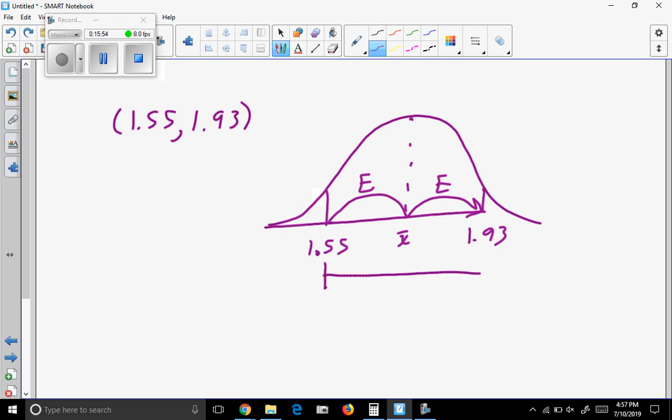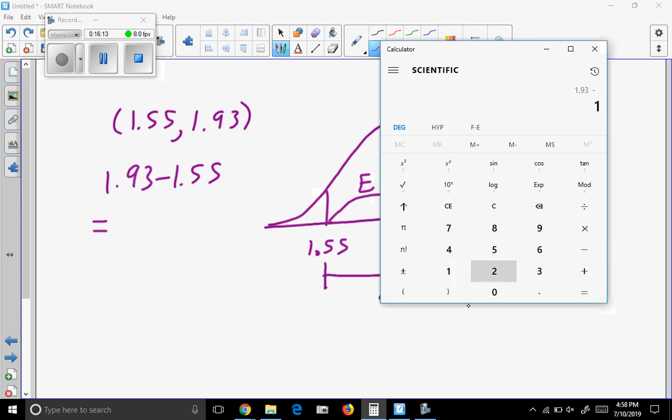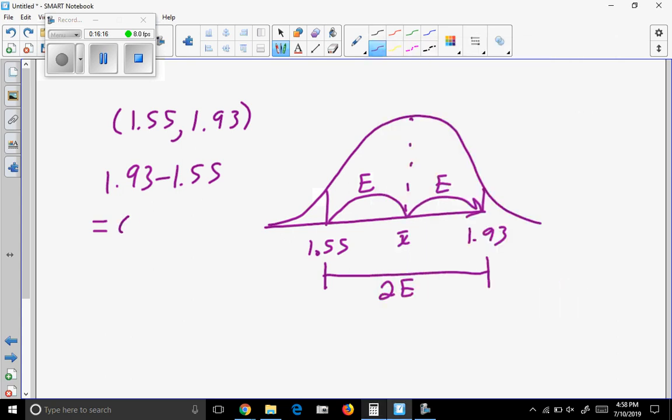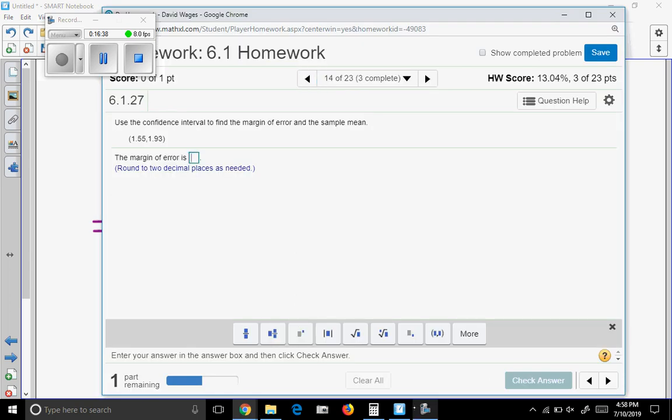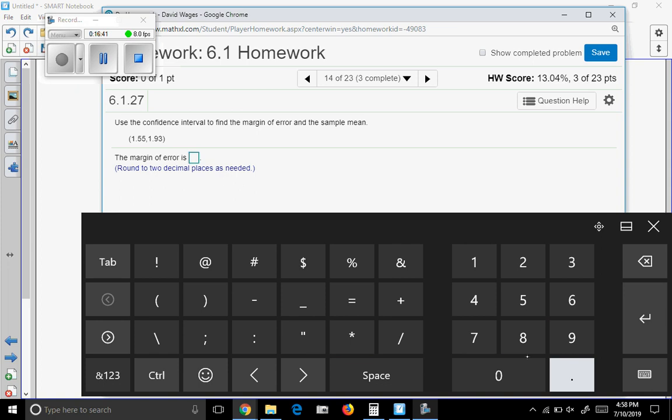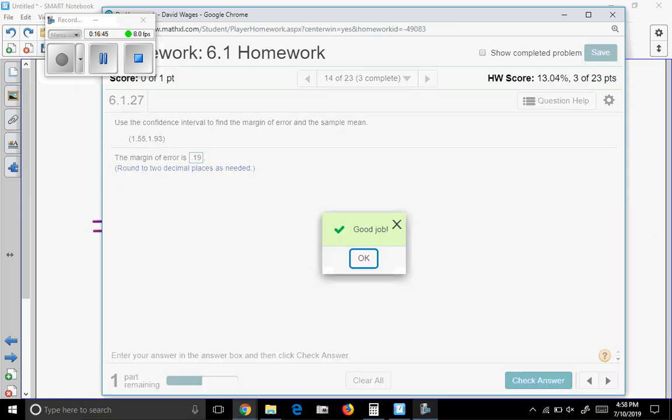So the distance between the lower interval and the upper interval is twice the margin of error. So if we subtract 1.93 minus 1.55, 0.38, that's twice the margin of error. So if we want the margin of error, divide both sides by 2. So our margin of error is 0.19. And that's what they're looking for there.